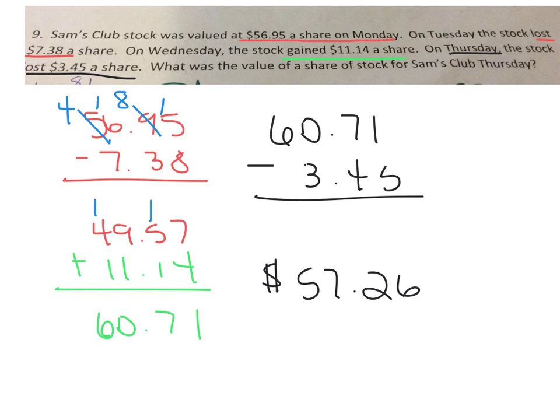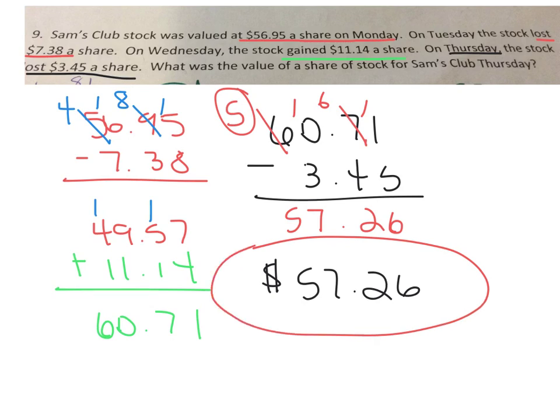Let's see, I have to borrow from the 7 to make it a 6, carry a 1. 11 minus 5 is 6. 6 minus 4 is 2. Borrow from the 6, make it a 5. 10 minus 3 is 7. And then, of course, I have my 5. So the final answer to number 9 was 57.26.